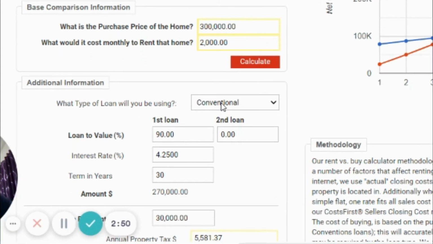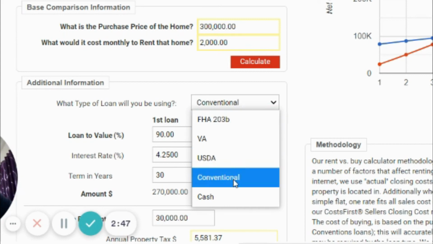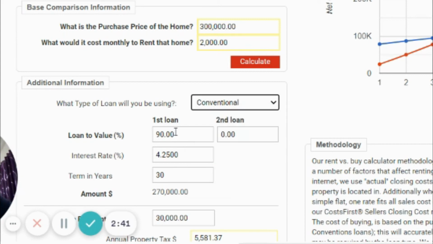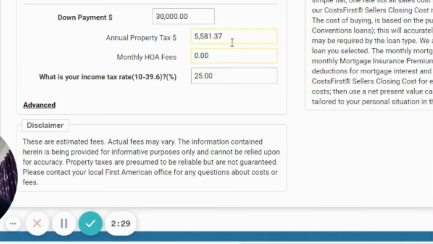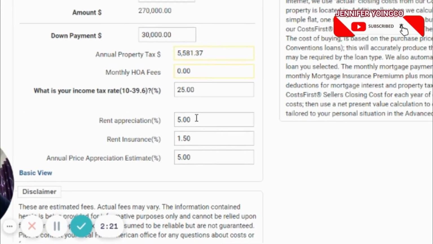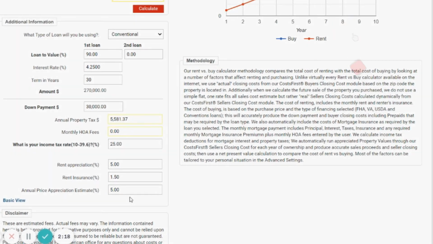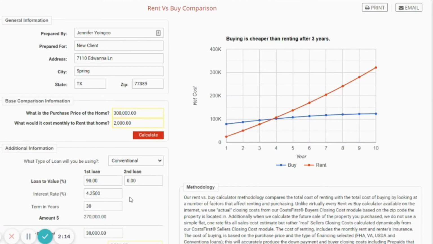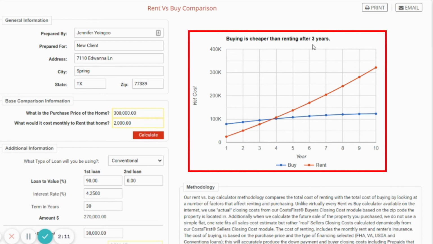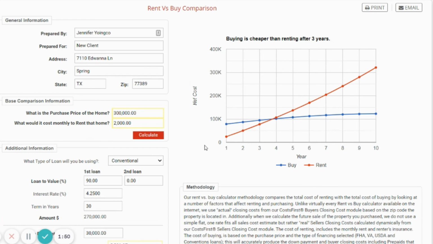With your down payment, let's say you're a conventional loan. There's several choices here, but typical conventional, if you have great credit scores and you plan to put a 10% down payment and your interest rate is 4.25. So that's 270,000 of the loan, 30,000 down payment, an annual property tax, HOA fees. It's not calculated here. Rent appreciation, rent insurance, 5, and all that stuff. It says here, buying is cheaper than renting after 3 years. So that's the scenario that it's getting at. So now you'll know that buying is cheaper than renting by just putting in all these figures.